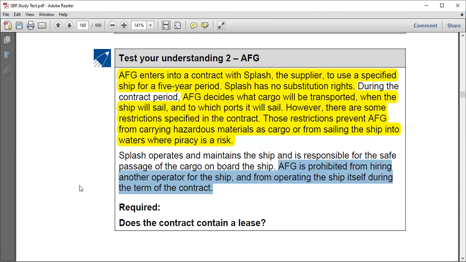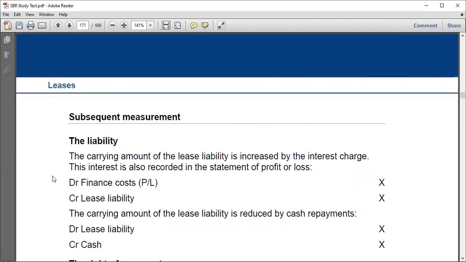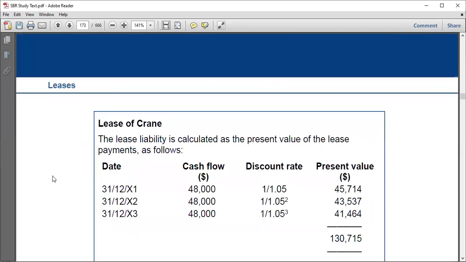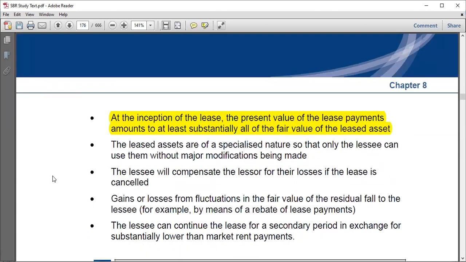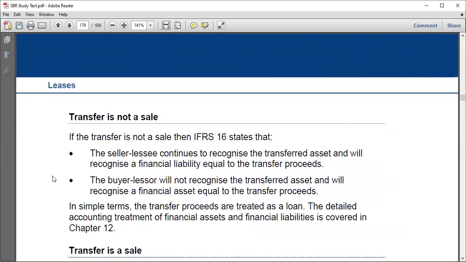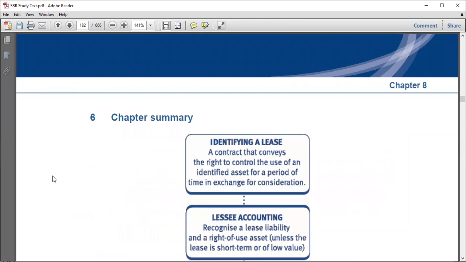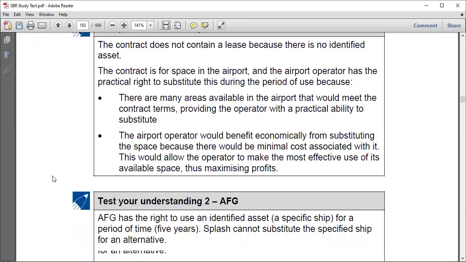You are given such questions and then you are told to decide whether the contract contains a lease or not. So these two questions just help you. They just give you a picture of how you can tackle the question in Advanced Financial Reporting. It's not bad, you can just go through it too.